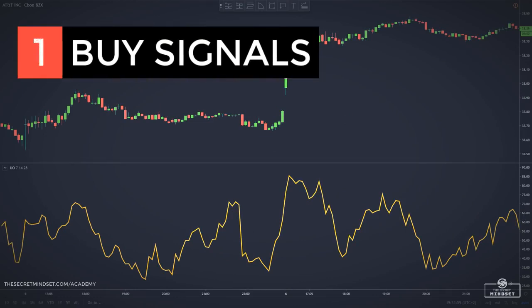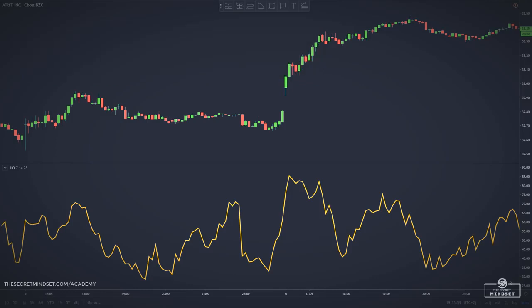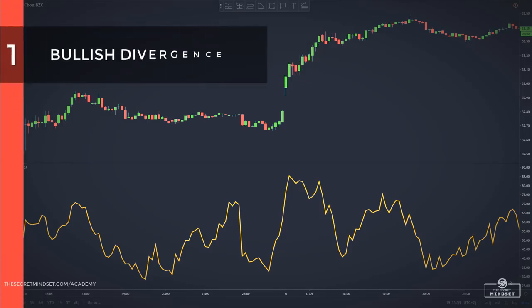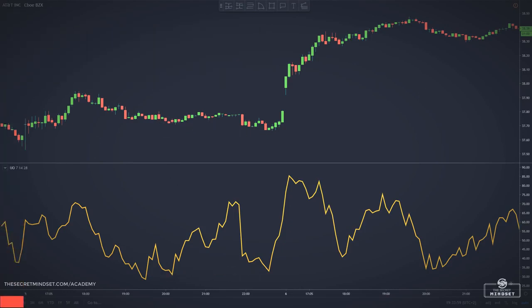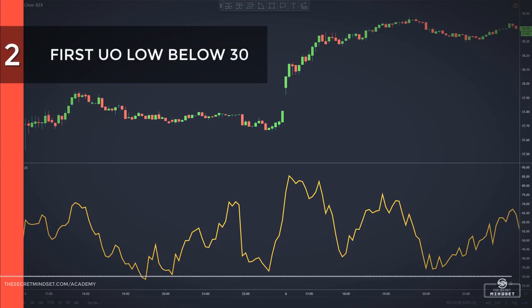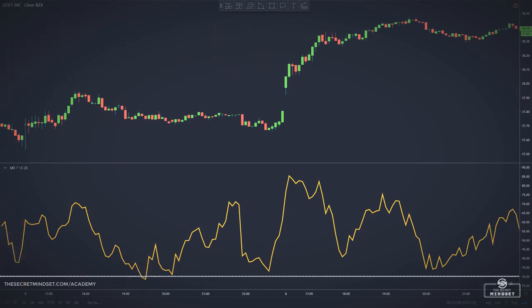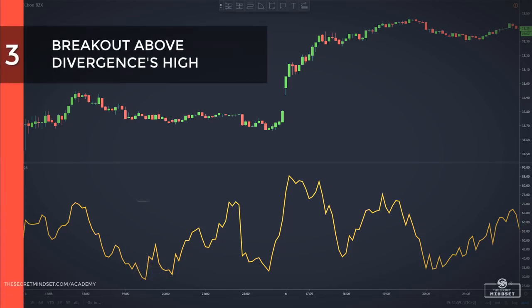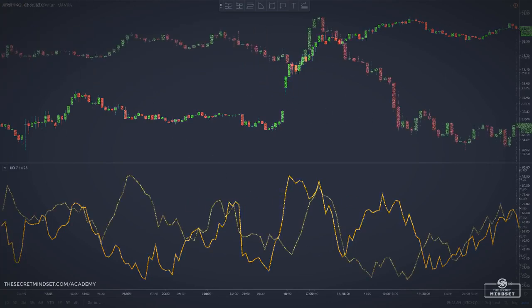In order for the indicator to generate a buy signal, Williams recommended a 3-step approach. First, a bullish divergence must form. This is when the price makes a lower low, but the indicator is at a higher low. Second, the first low in the divergence, the lower one, must have been below 30. This means the divergence started from oversold territory and is more likely to result in an upside price reversal. And third, the ultimate oscillator must rise above the divergence high. The divergence high is the high point between the two lows of the divergence.